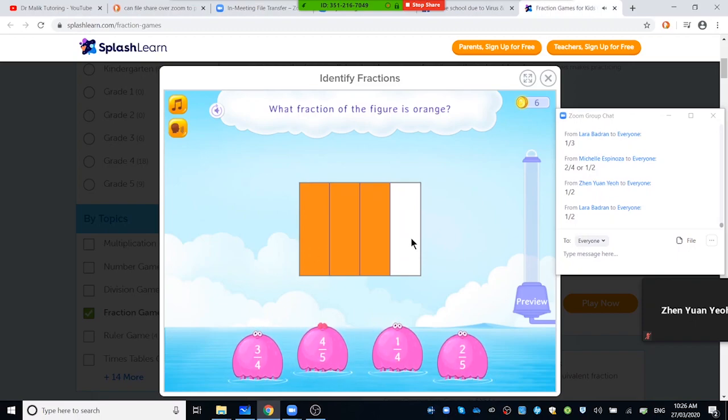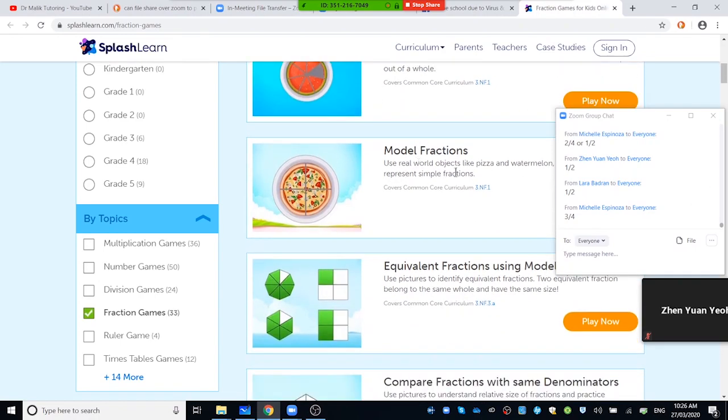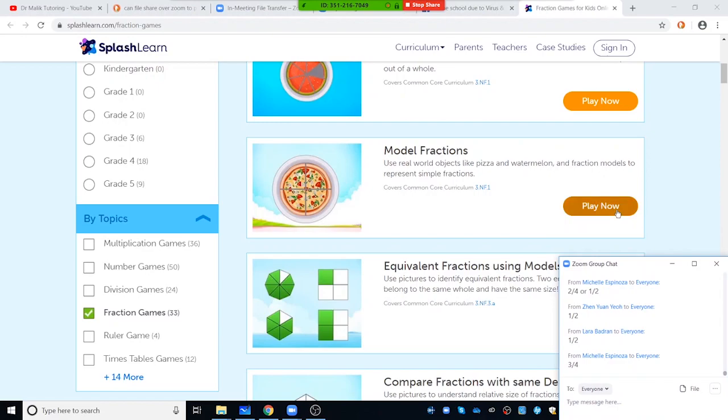So there are 3/4, so it would be 3/4. Very nice. Correct. So I close it and go to the next part. We would do another part of the game, that is model fraction.